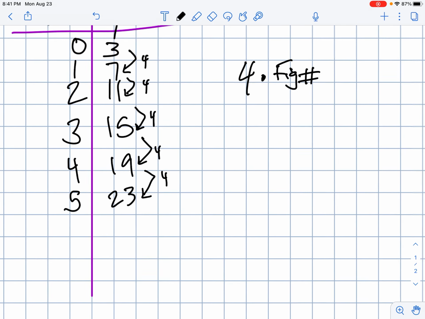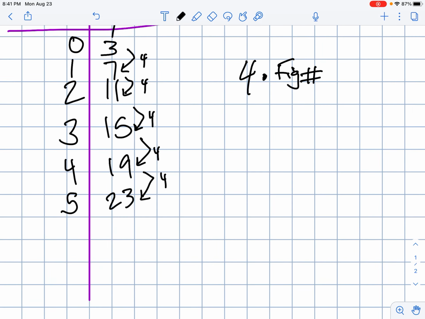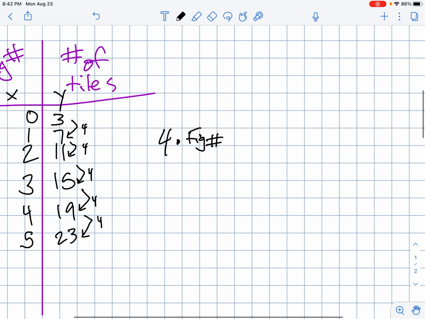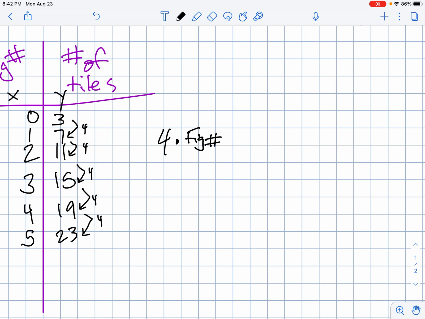Did you notice anything with each of those multiplications, though? How far away from this total number of tiles was it? 3 times 4 is 12. Well, 3 more to get to 15. 4 times 4 is 16. 3 more gets you to 19. 5 times 4 is 20. 3 more gets you to 23. Now, that is not a coincidence.